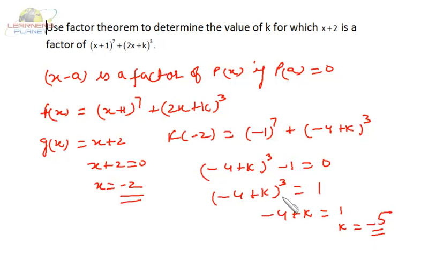Okay, we took cube root of both the sides over here. 1 and 1 cube, both of them are same. So minus 4 plus k will be equal to 1. So k will be 1 plus 4, it will be positive 5. Okay, so I hope you are clear.